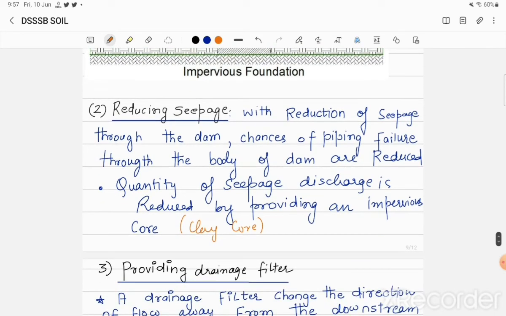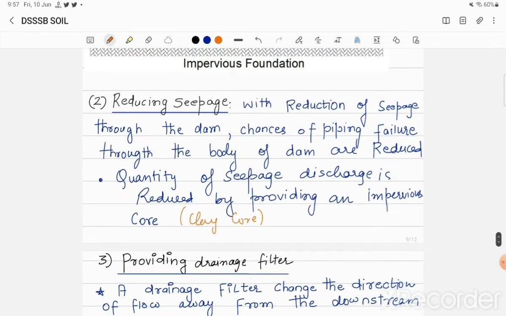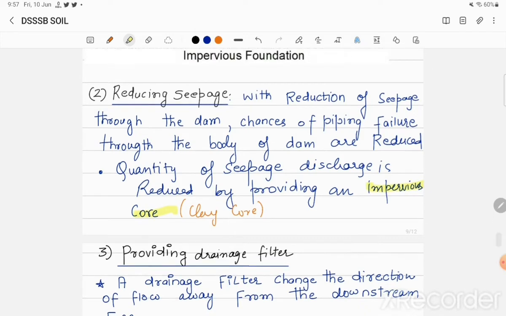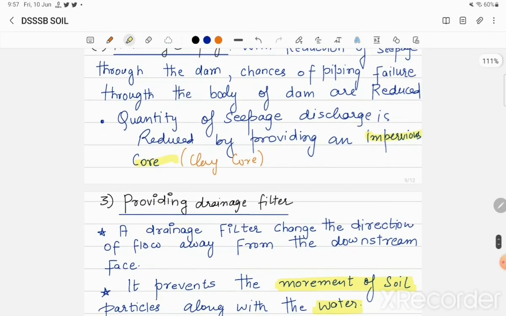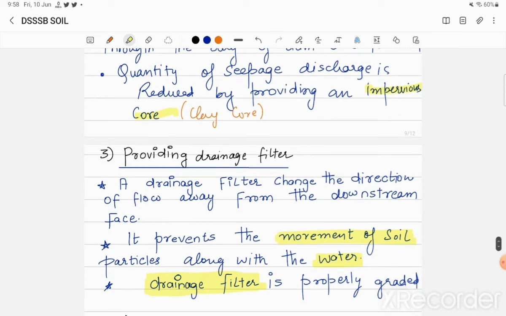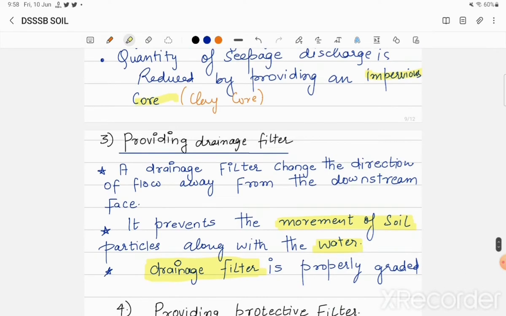Now the second is reducing seepage. How do you reduce seepage? You can reduce it by providing an impervious core like a clay core. As I have said, cohesive soils don't show this seepage.